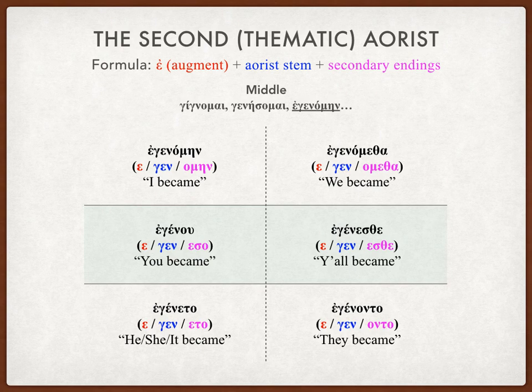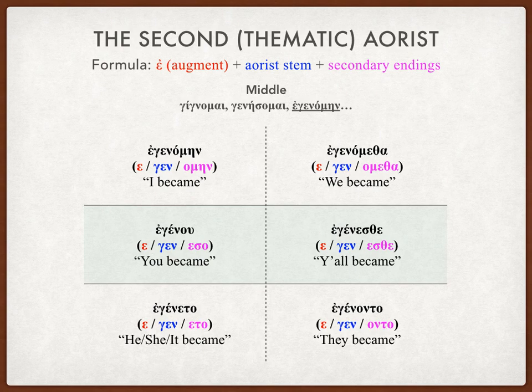Put together, egenometha is "we became." Second person plural: start with my augment epsilon in red, my aorist stem gen in blue, and my magenta esthe for "y'all," and I put them together to get egenesthe, "y'all became."